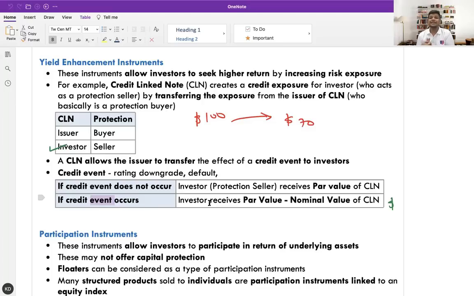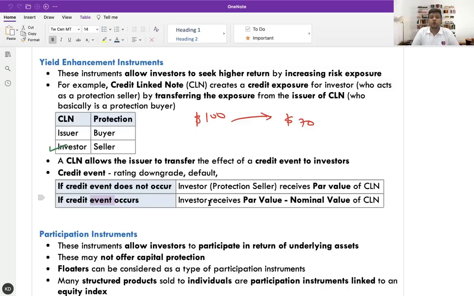So here the investor will receive how much? What is the par value? 100 minus the new value of 70. I will probably receive back only the default money, whatever the default money is that I will have to pay up for it. So the investor will receive the par value minus the nominal value of the CLN. So I will basically get only how much? $30? What is the value of the CLN now? 70, right? So I will lose substantial money if a default occurs.